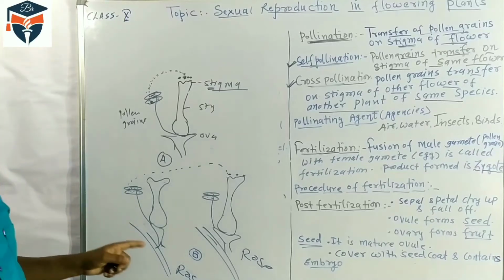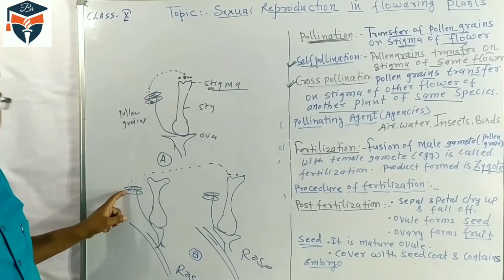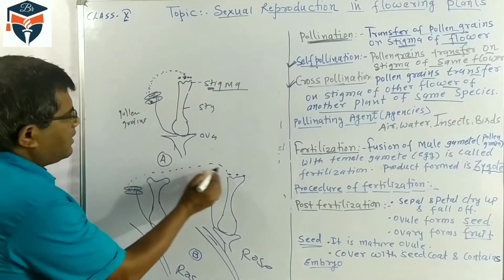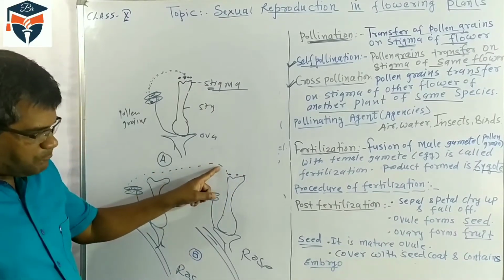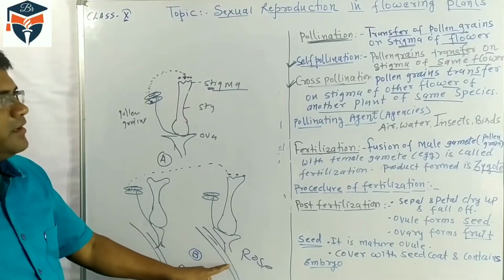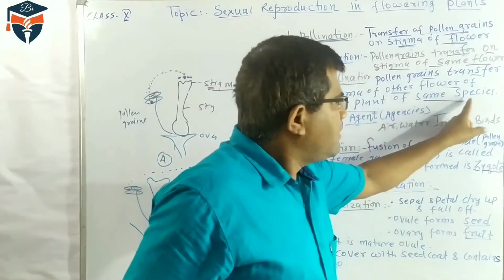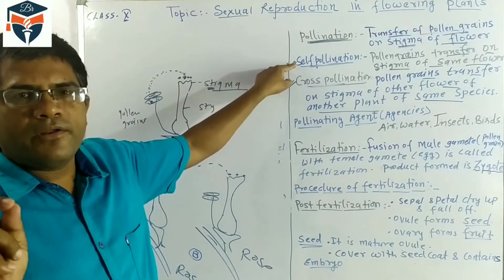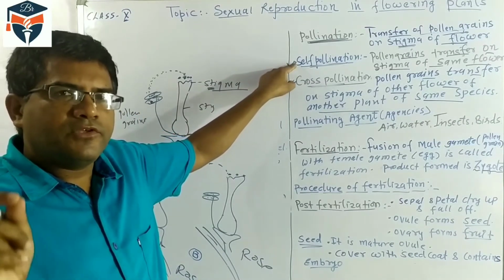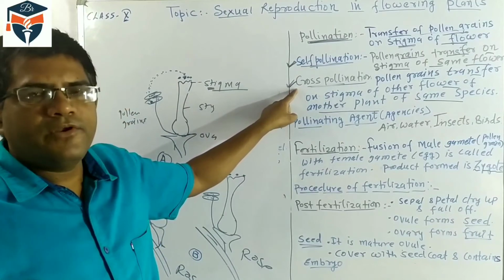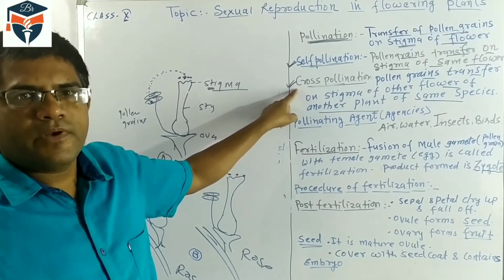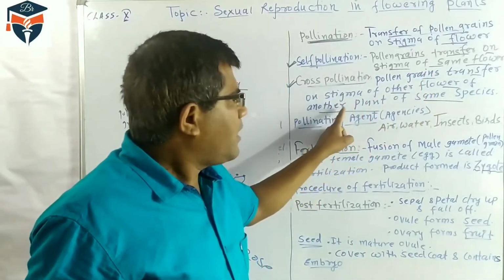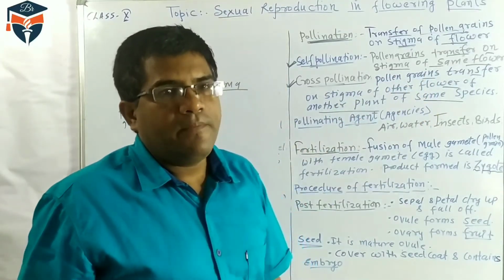So during pollination, the pollen grain of one flower of one plant transfers on the stigma of the other flower of the other plant, and that is of the same species. So in self-pollination, pollen grain transfers on the stigma of the same flower, and in cross-pollination, the pollen grain transfers on the stigma of the other flower of another plant of the same species.